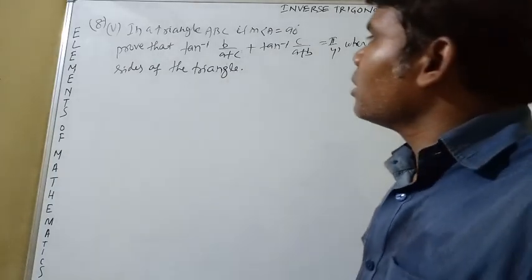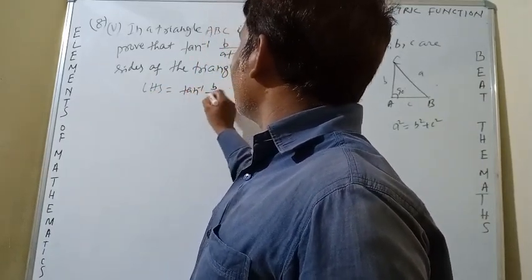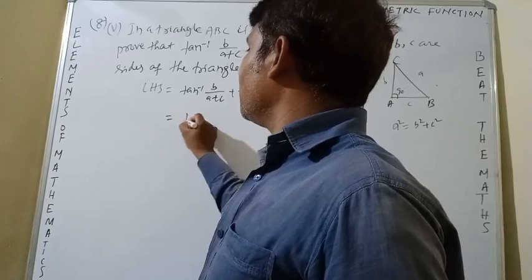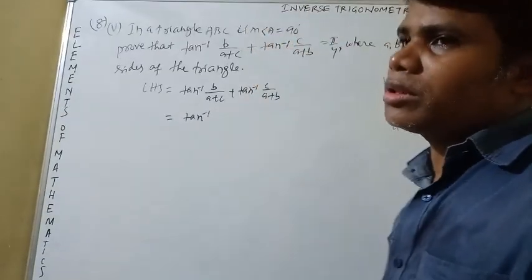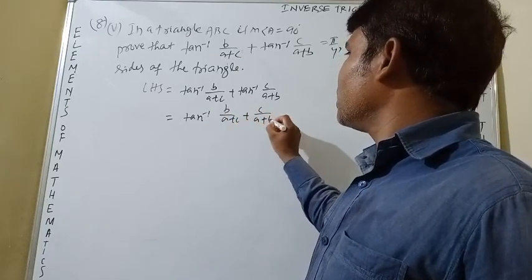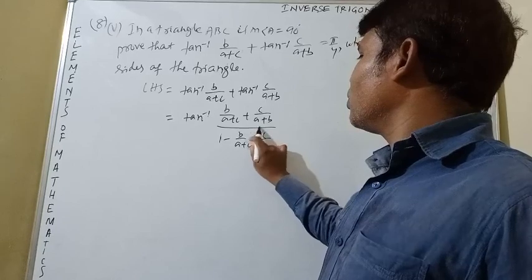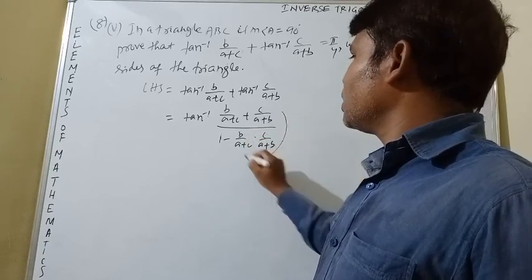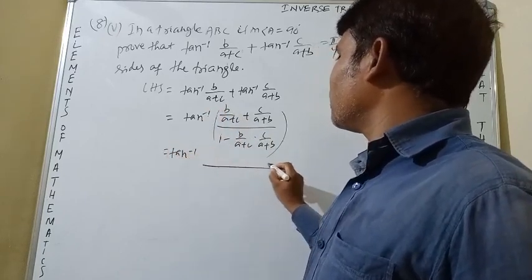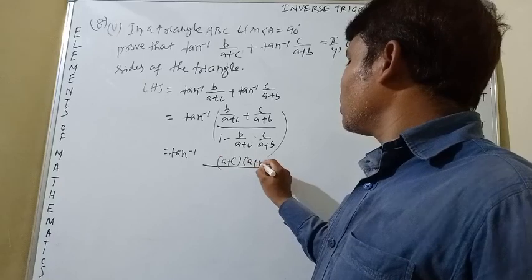Okay, you take LHS. LHS is equal to tan inverse b by a plus c plus tan inverse c by a plus b, is equal to tan inverse x plus tan inverse y. Formula can apply here: b by a plus c plus c by a plus b, by 1 minus b by a plus c into c by a plus b. Okay, is equal to tan inverse. LCM is equal to how much? a plus c, a plus b.